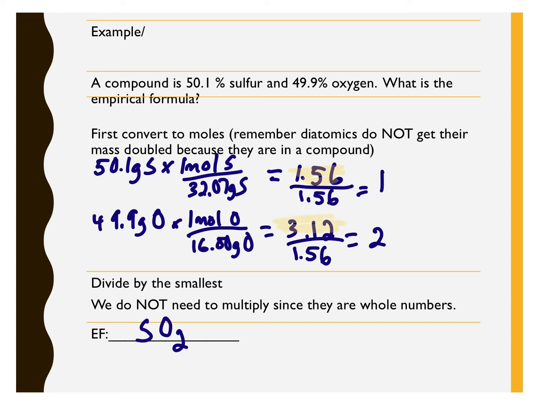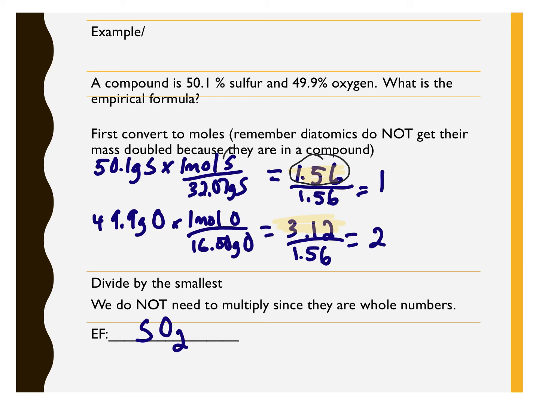I'm going to compare these two numbers and find which one is the smallest. Right here is the smallest, so I'm going to divide both of these by 1.56. In the first one, that is the smallest, so divided by 1.56 is 1. Your first answer should always be 1, because it's something divided by itself. The second one, 49.9 divided by 16.00, gives you 3.12. Divide that by the same smallest number, 1.56, and you get 2.